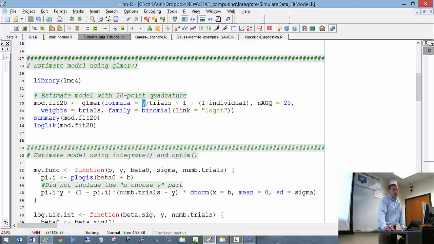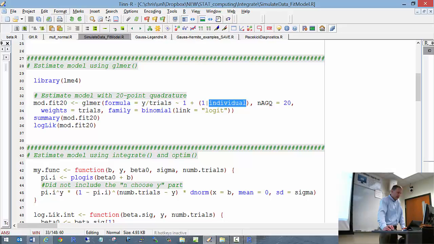If you've all used the glm function in R before, this has a very similar format, where I say my number of successes, which is in Y, divided by my number of trials, tilde. Since I don't have any covariates in my model, I can just specify 1 to get my beta 0 estimated. And then to do the random effect, I can do 1 bar individual. So again, I have 1,000 individuals.